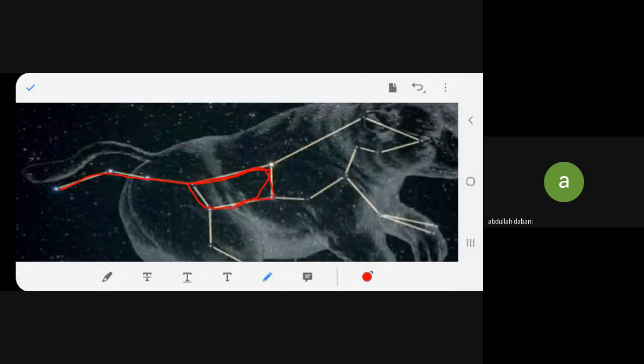Does it look like a big spoon? Tell me, it looks like a big spoon. So this is the handle, isn't it? This is the handle, and this is the bowl, isn't it? So it looks like a big spoon. Understood, better?